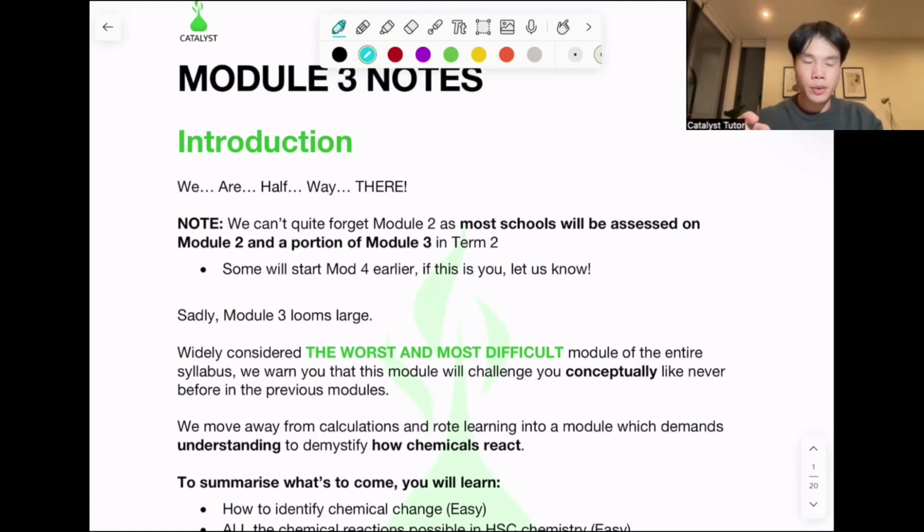What is module 3 about? It's basically about chemical reactions. We've talked a bit about chemical change before, so we relate back those concepts of chemical change, physical change, and then we talk about all the different reactions that can happen.